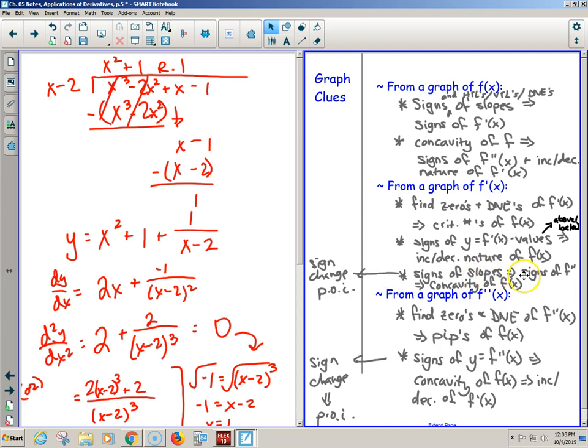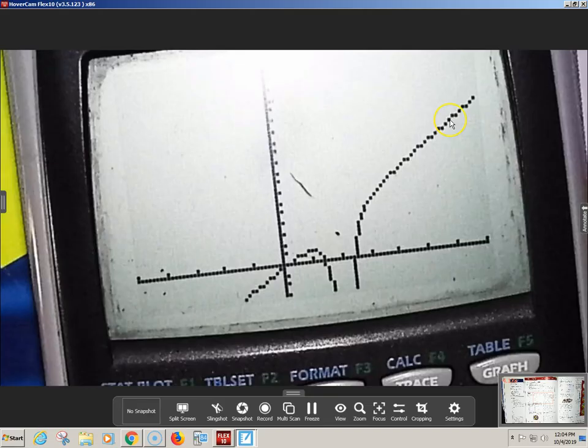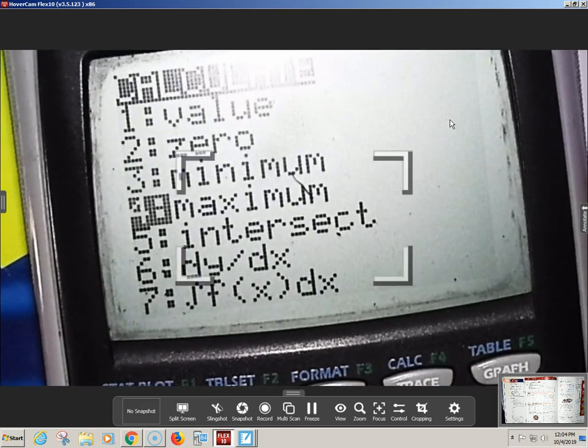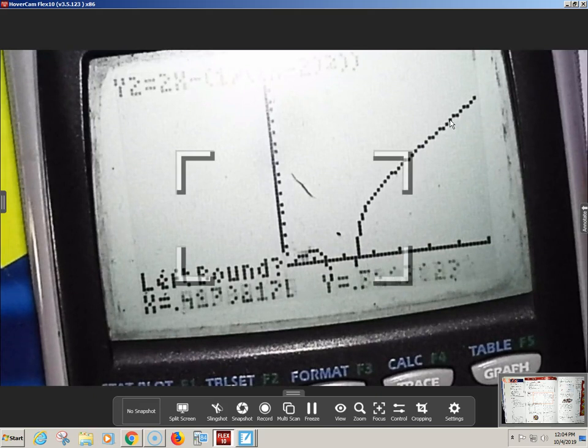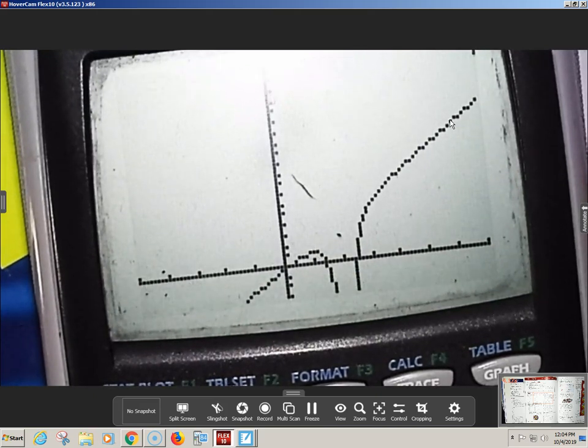Sign change of the slopes, aka find the max or min. Just like we did in the example just a second ago, all the maxes and mins were points of inflection. So can my calculator find a max? Yes. And I can say a max or min of my function will be my point of inflection.